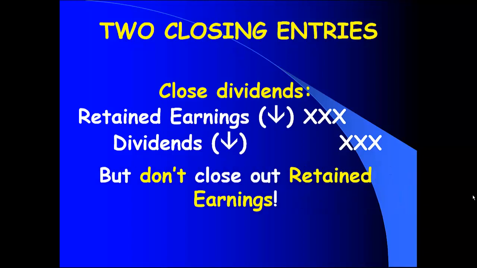One account we don't close out is retained earnings. We do use retained earnings in both of my closing entries. However, we will not zero out retained earnings. The only time we will zero out retained earnings is if we are ceasing operations, going out of business, and that is not going to happen this semester. So we will use retained earnings in our journal entries. However, we will not close out the retained earnings account.